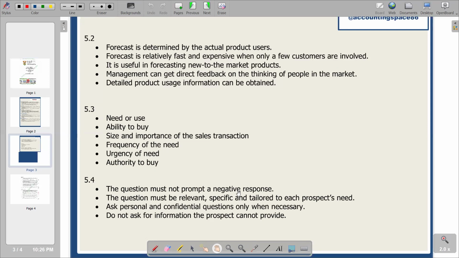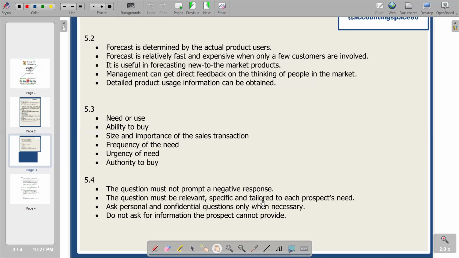So basically, that's what we are saying. It doesn't have to encourage a negative response to come from the respondent. So basically, that's what we have on the first point. And the second point, the question must be relevant, specific, and tailored to each prospect's need. And then ask personal and confidential questions only when necessary. So you don't have to just ask confidential questions, but they have to be asked when it's necessary because it might offend the respondent. So I will go to the last one.